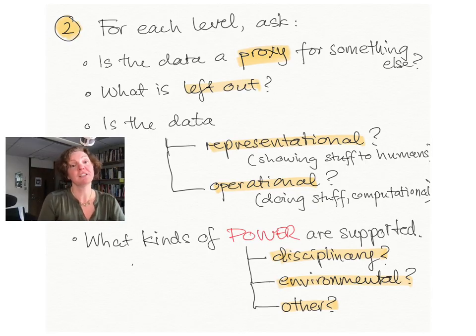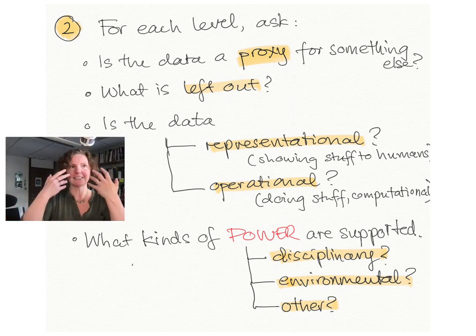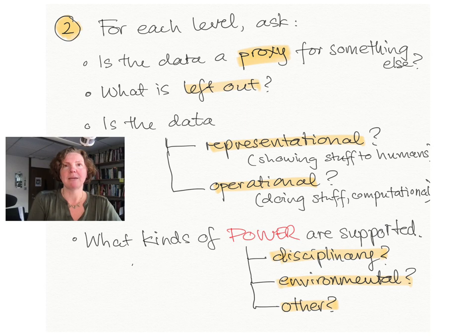So once you've identified your levels in the app or the platform, then you want to ask questions about this data to try to find out how it's situated, how it's constructed. So start by looking at what the data is. What's the data that's being shown or used in this level of your platform? Is the data actually a proxy for something else? For instance, if it's data about people's smiles that is a proxy for how they feel, or maybe there's data about how often a door is opened and shut, and that's a proxy for whether people are entering a building.